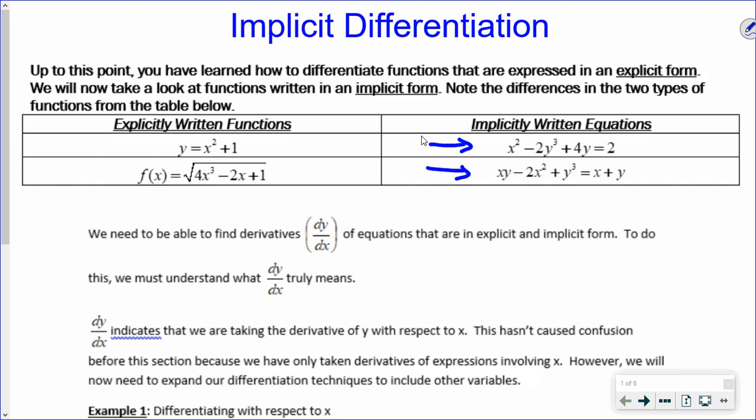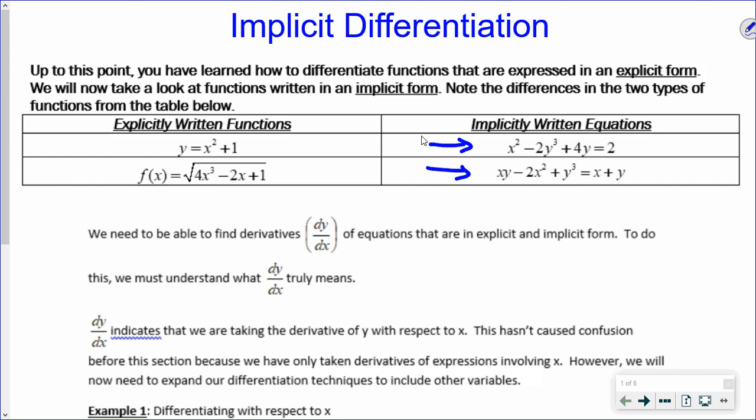So technically, if you were given an equation written implicitly, you could just solve it for y and then find the derivative. But there are some equations where that is really hard to do, okay? So it would be easier to just find the derivative implicitly, okay? So we need to be able to find derivatives, meaning dy over dx, of equations that are in explicit and implicit form. Now, to do this, we need to really understand the meaning behind dy over dx.